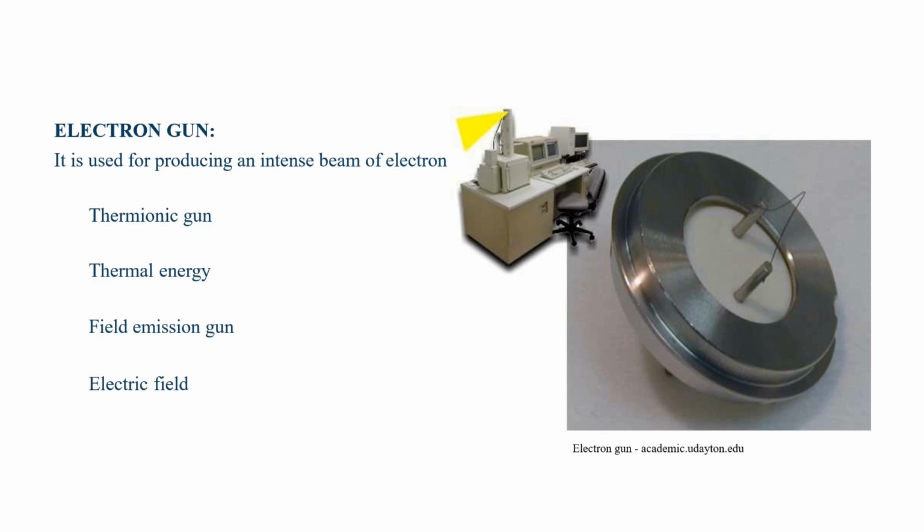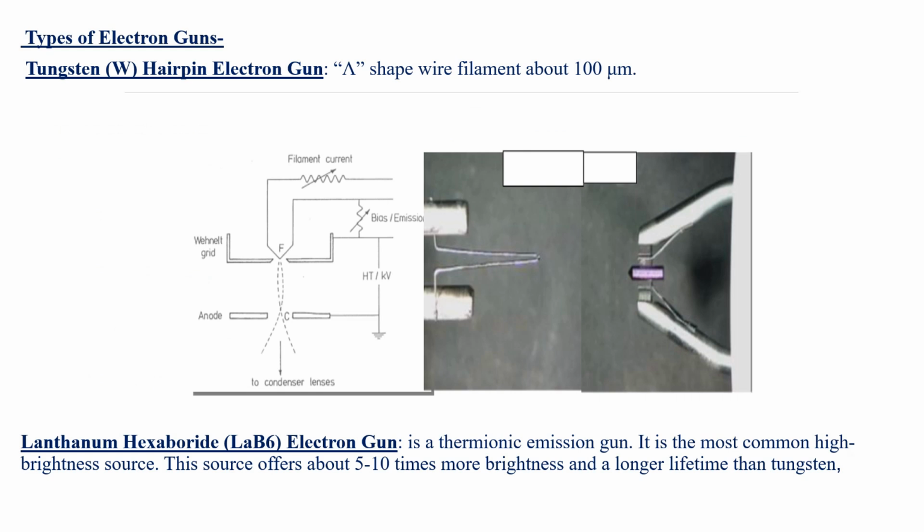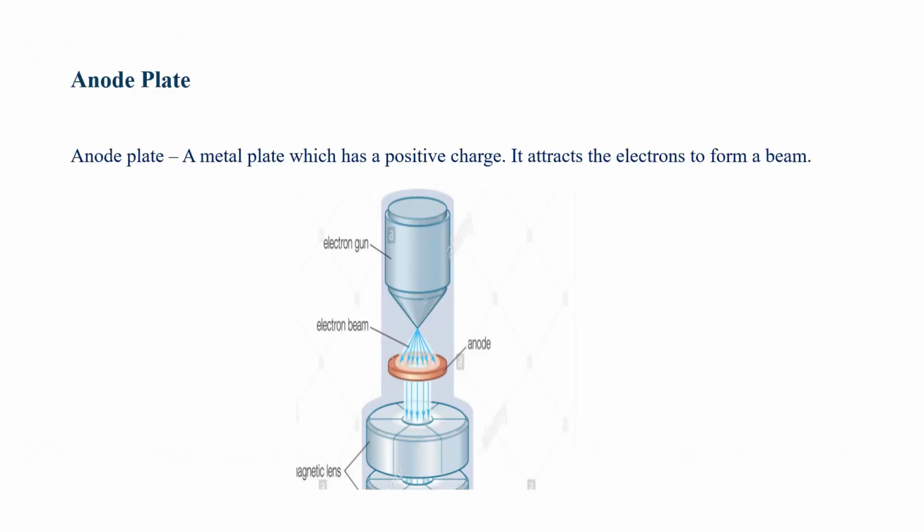Like I have already said, the electron gun is used for producing an intense beam of electrons. For this, a thermionic gun is generally used. Majorly, two types of electron guns are used industrially. First is the tungsten hairpin electron gun, and the second one is the lanthanum hexaboride electron gun. The anode plate is a metal plate having a positive charge. It attracts electrons to form a beam.